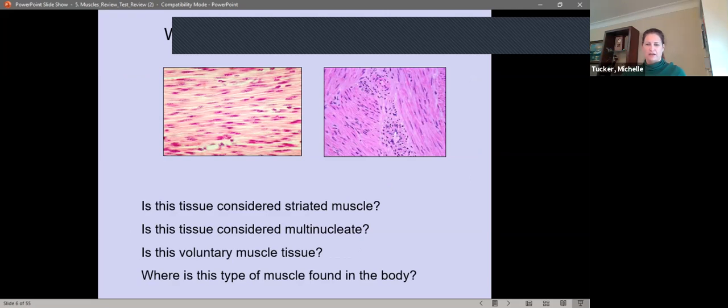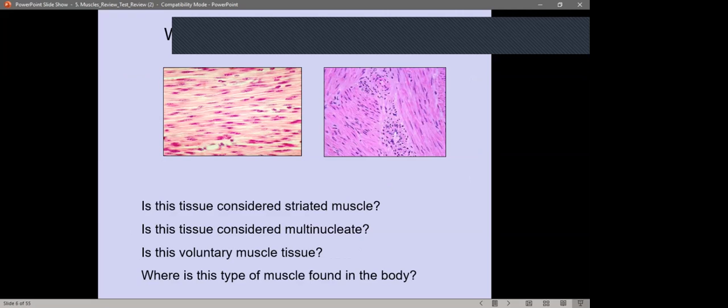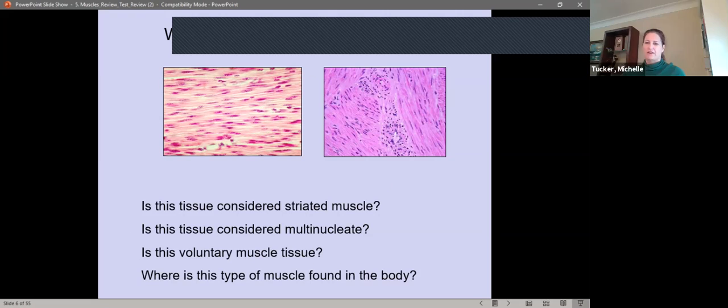They are not multinucleated, they're uninucleated. Is it considered striated? No. It is the tissue type that is not striated. You'll learn more about smooth muscle in 1242. And this is going to be found in like the GI tract.